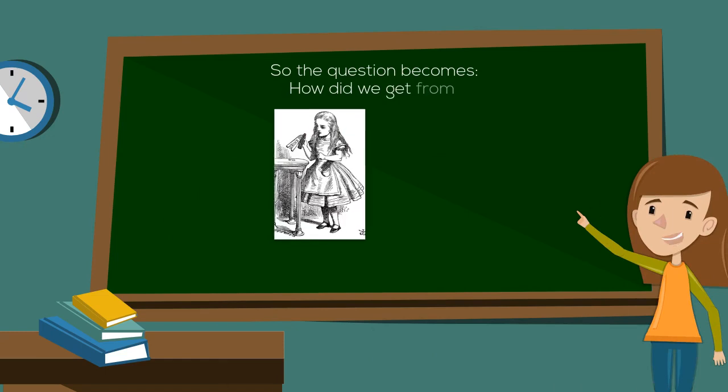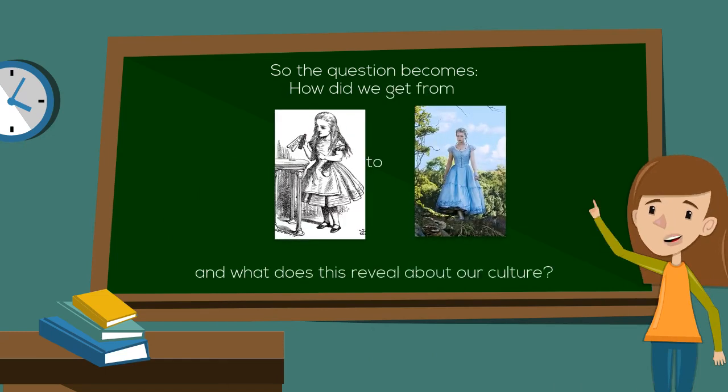So, noting these differences, the question becomes, how did we get from Carroll's novel portraying a 7-year-old Alice to Burton's 19-year-old, and what does this reveal about our culture?